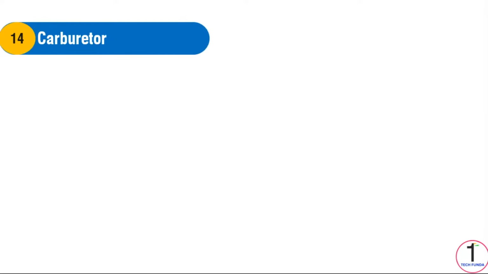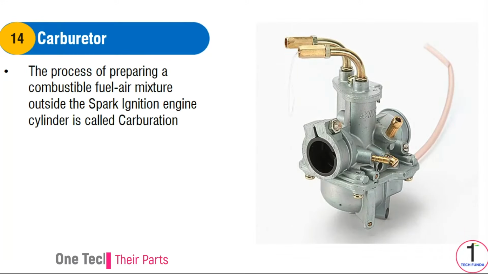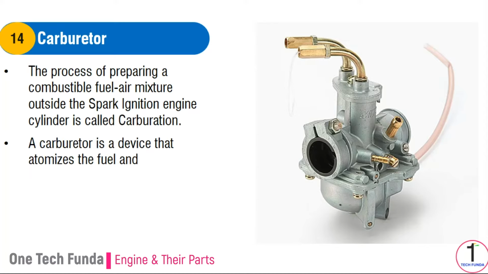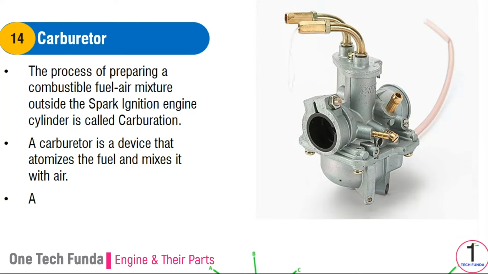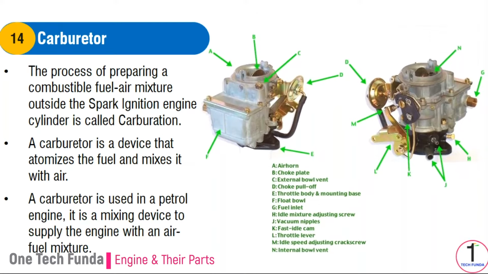Carburetor. The process of preparing a combustible fuel-air mixture outside the spark ignition engine cylinder is called carburation. A carburetor is a device that atomizes the fuel and mixes it with air. A carburetor is used in a petrol engine. It is a mixing device to supply the engine with an air-fuel mixture. It atomizes the fuel and mixes it with air in varying proportions to meet the conditions of automotive engines. It is also used to regulate the quantity of fuel supply and maintain fuel at a constant head. The carburetor is connected with the intake manifold of the engine.